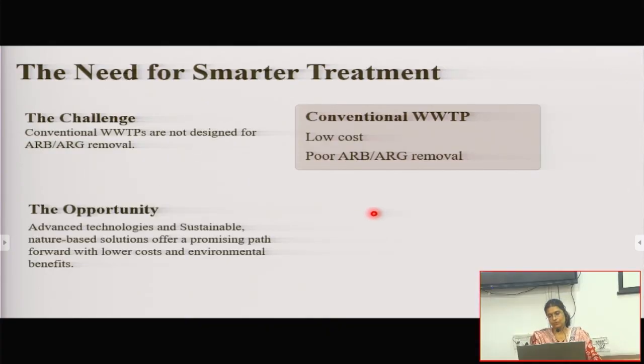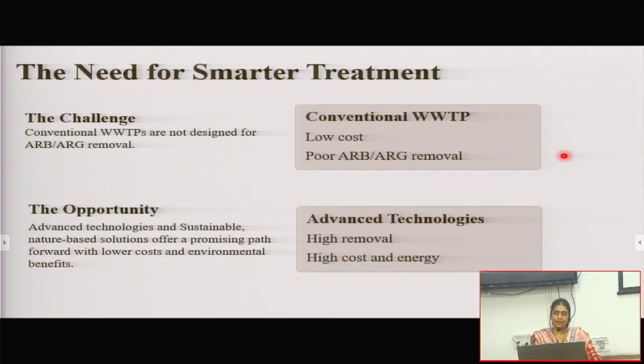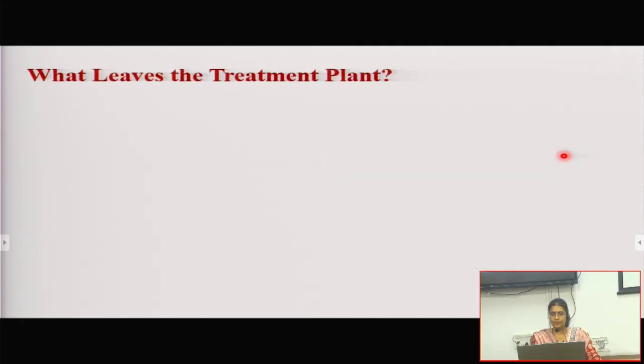So to go around this problem, there are advanced technologies available, and there are some nature-based solutions available to us. Now, advanced technologies, they are able to considerably remove ARB and ARGs. So I'm saying considerable. It's not that they're completely designed to tackle particular genes, nothing like that. But when compared to our conventional methods, this is a better option. However, that comes with a cost. So it will be much more expensive when compared to the conventional methods.